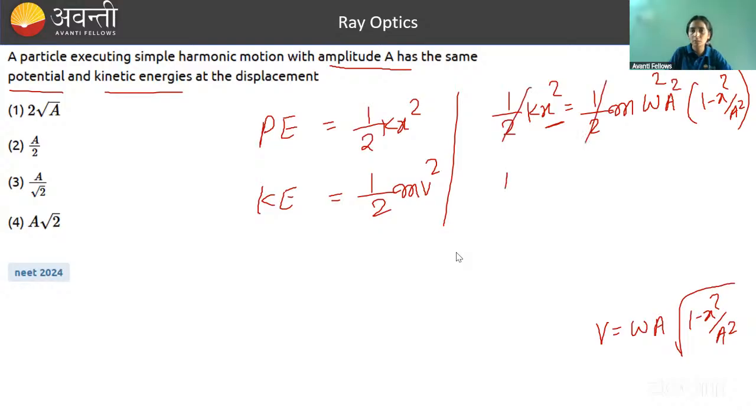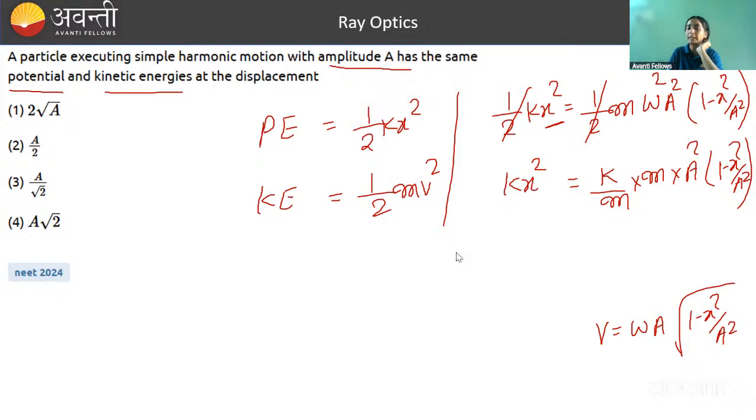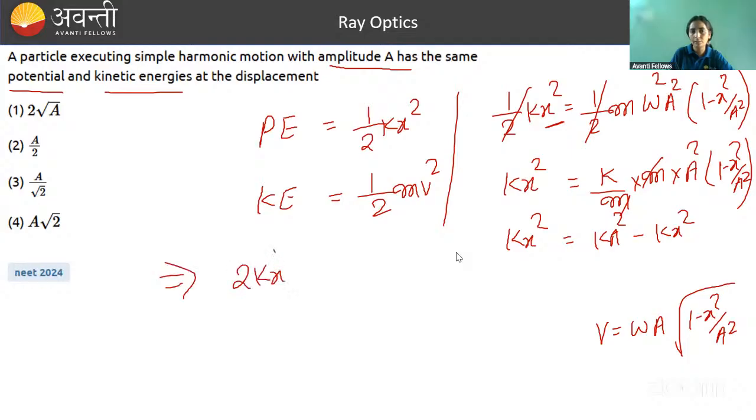half को आप कैंसिल कर दो, k x square will be equal to how much, omega square को आप ब्रेक कर दो, omega square will be equal to how much, it will be equal to k by m into a का square 1 minus x square by a square. You simply need to put in the formula. अब आप यहाँ पे solve कर लो, kx square equal to m will get cancelled. So this is ka square minus kx square. So if you solve it, you will get 2kx square is equal to ka square. Now you can clearly see the answer, right?